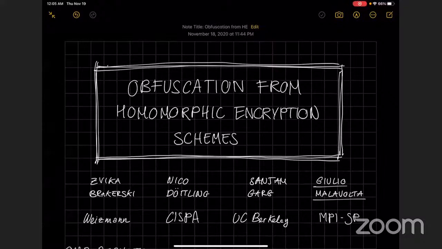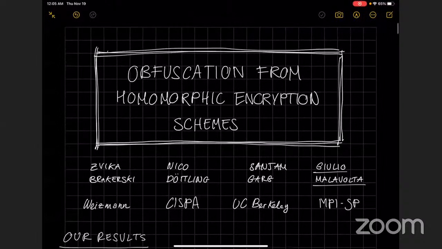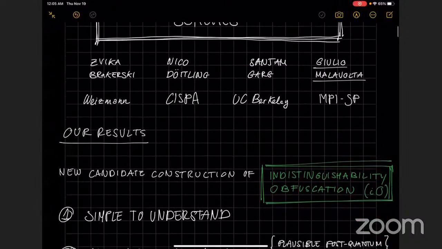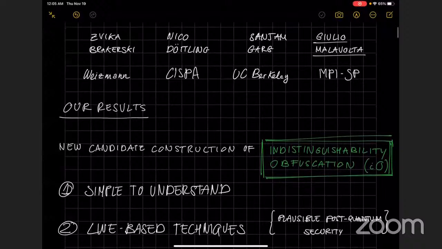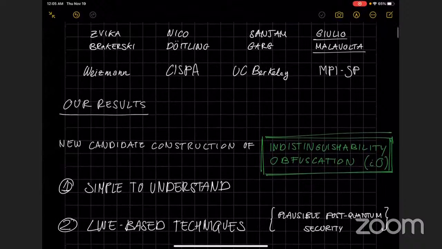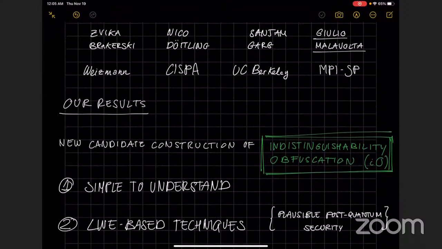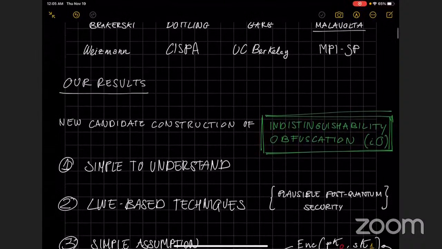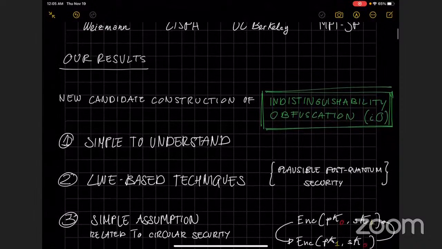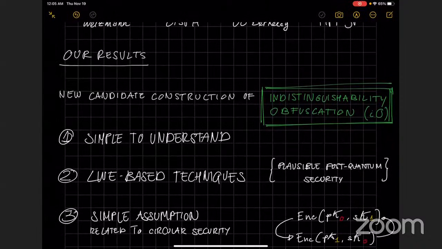All I want to say is that on our side, this line of work has been done in cooperation with Zvika Brakerski, Nico Döttling, and Sanjam Garg. With that being said, the first and only result of this session is going to be a new candidate construction of indistinguishability obfuscation, which has several upgrades with respect to prior work.